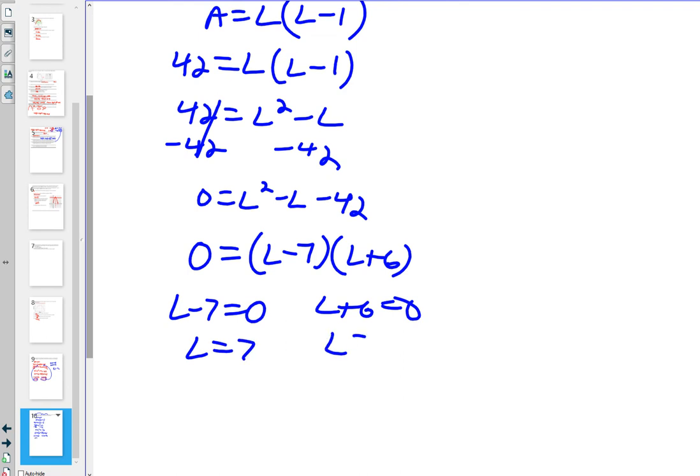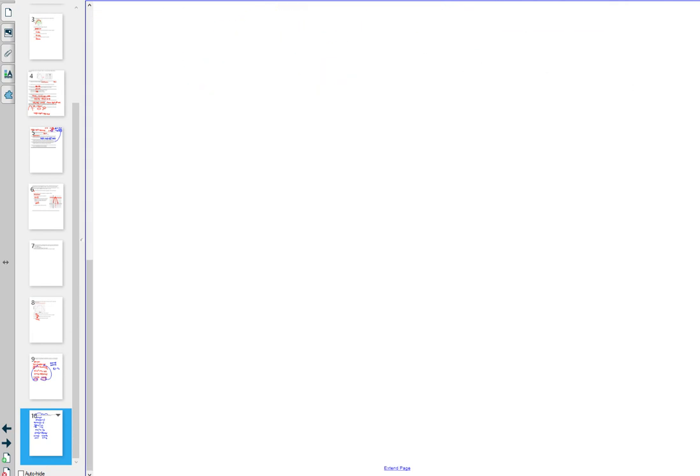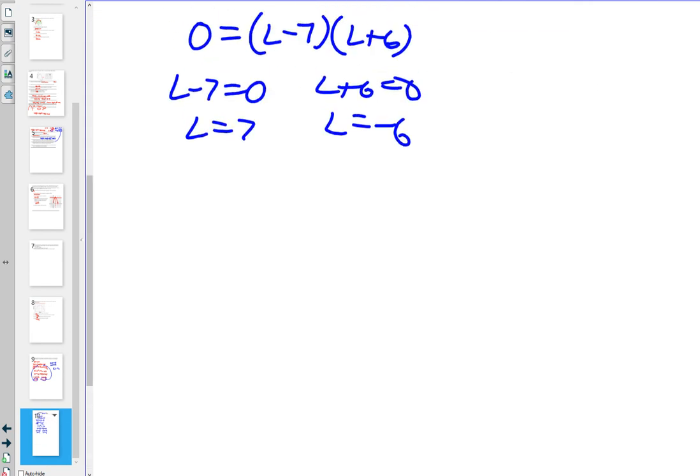Length can be 7 and a length can be negative 6. Have you ever seen a rectangle that's negative 6 meters long? No. So the length has to be 7 meters. So then how long is the width? 6 meters. 7 minus 1.